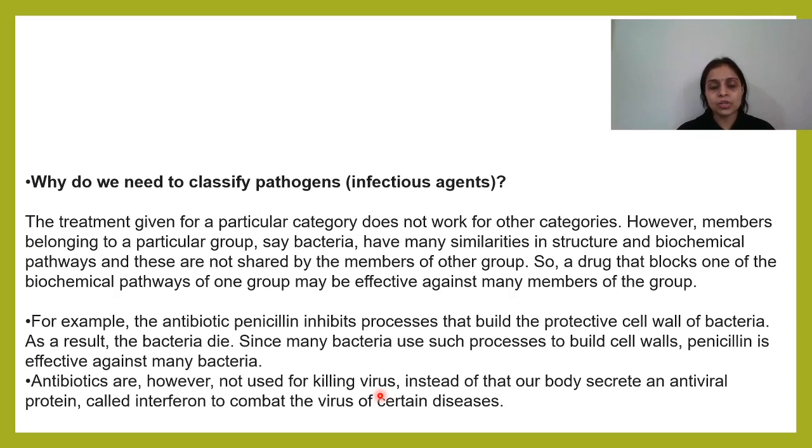For example, the antibiotic penicillin inhibits the process of building the protective cell wall. We know that bacteria have a cell wall, so penicillin will inhibit the process of cell wall synthesis, and as a result, the bacteria will die. Since many bacteria use such a process to build their cell wall, penicillin is effective against many bacteria. Antibiotics are, however, not used to kill virus. Instead, our bodies secrete an antiviral protein called interferon, which will fight against the virus.